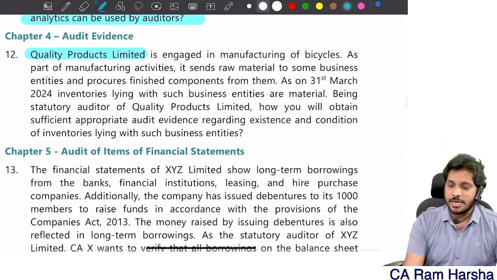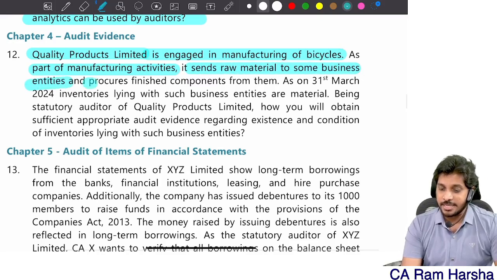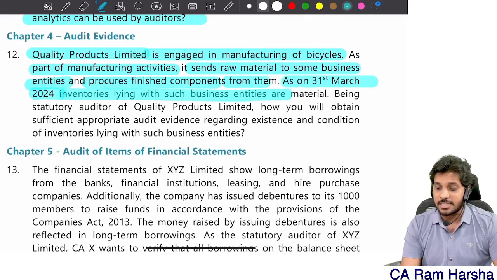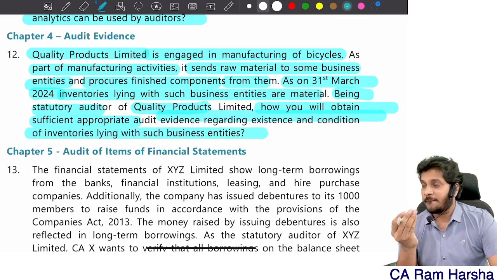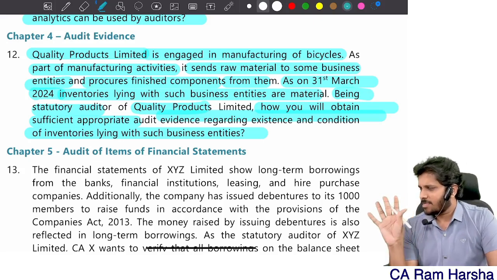Quality Products Limited is engaged in manufacturing of cycles. As a part of manufacturing activity, it sends raw material to some business entities and procures finished components from them. As on 31st March, inventory is lying with such businesses. Being statutory auditor of Quality Products, how will you obtain sufficient evidence regarding existence and condition of inventory lying with third parties? Get an external confirmation, or arrange another auditor, or you directly go and attend. These are the points, right?